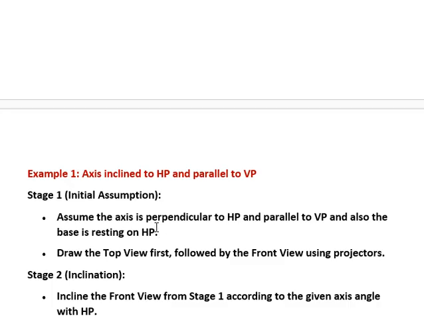Stage 1, initial assumption. I'm assuming that the axis is perpendicular to HP. Actually, the given problem is the axis of the solid inclined to HP. In order to get the true shape of the object, I am assuming that the axis is perpendicular to HP and parallel to VP, and also the base is resting on HP. When the base of the object is resting on HP and the axis is perpendicular to HP, first I have to draw the top view, because in the top view we will get the shape of the base. Then we go for the front view.